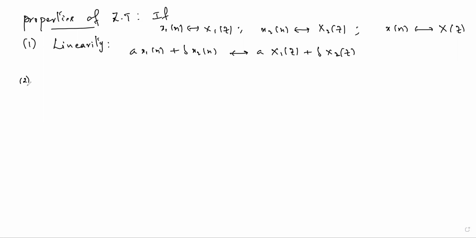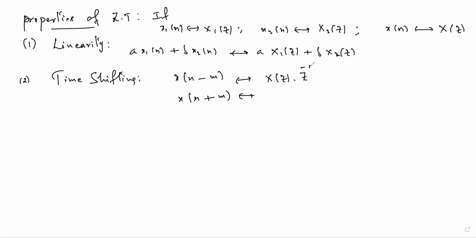Second property, time shifting property. It says that if it is x of n minus m, or if it is x of n plus m, the Z transform is x of Z multiplied by z to the power of minus m. Here it is x of Z multiplied by z to the power of plus m. Here minus means minus, here plus means plus.